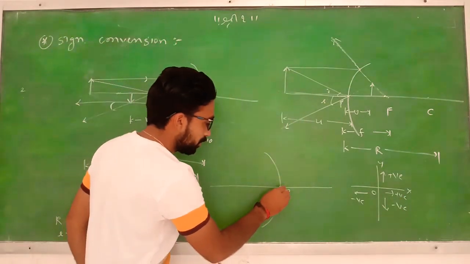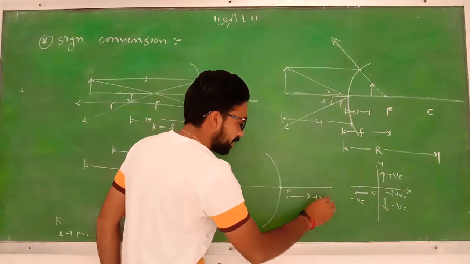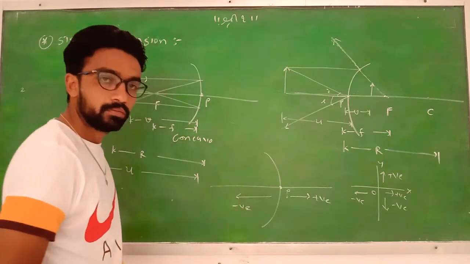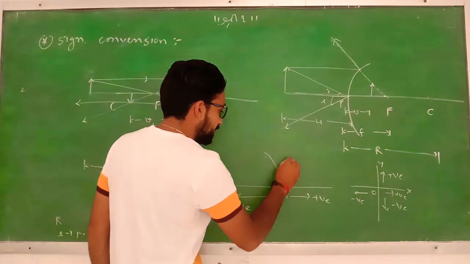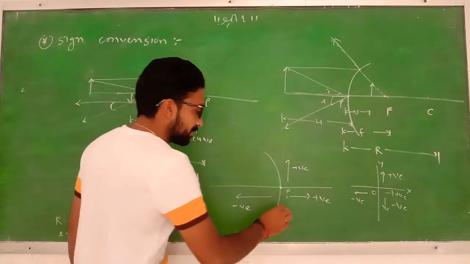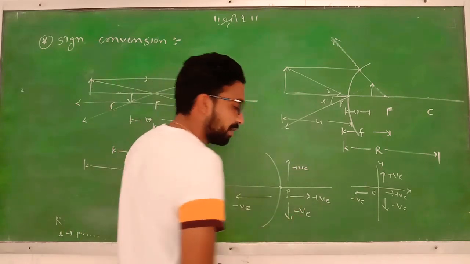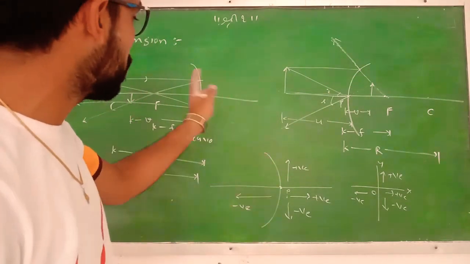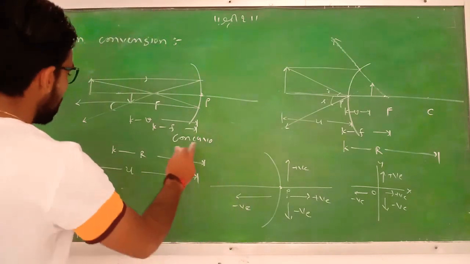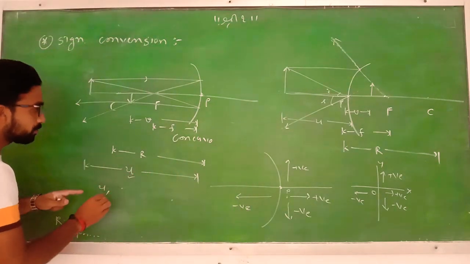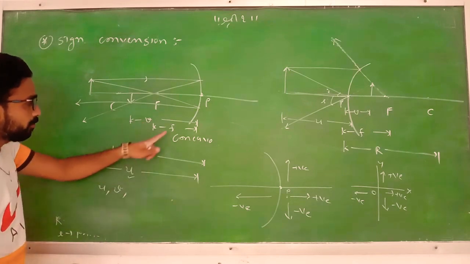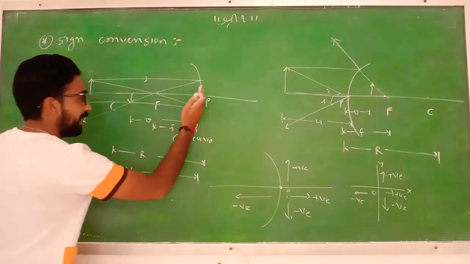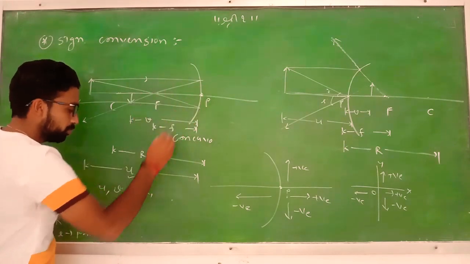This is your pole. All distances in this direction, on the right-hand side, are taken as positive. All distances on the left-hand side are taken as negative. All distances above the principal axis are taken as positive, and all distances below the principal axis are taken as negative. So you can find out which one is positive and which is negative for concave and convex mirrors. Here you can see the object distance u, image distance v, focal length f, and radius of curvature r. These four quantities lie on the left-hand side of the pole, so all of these are negative.